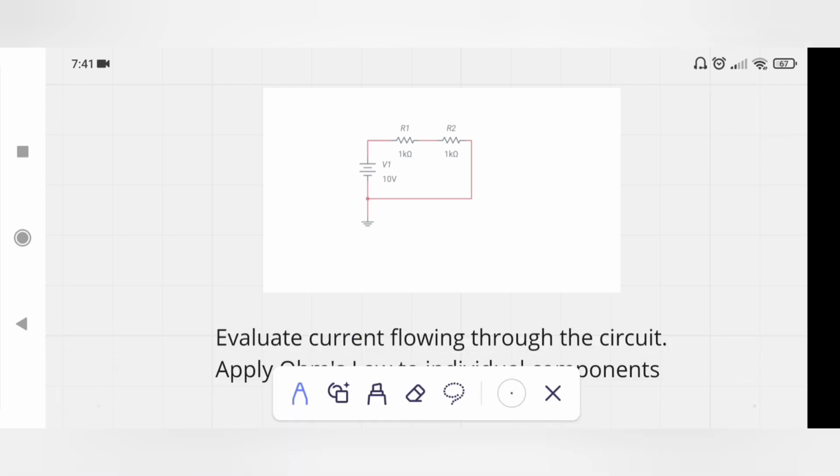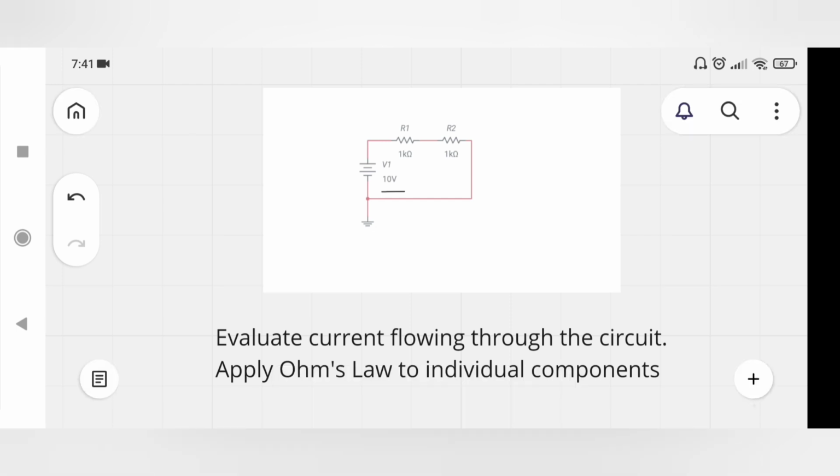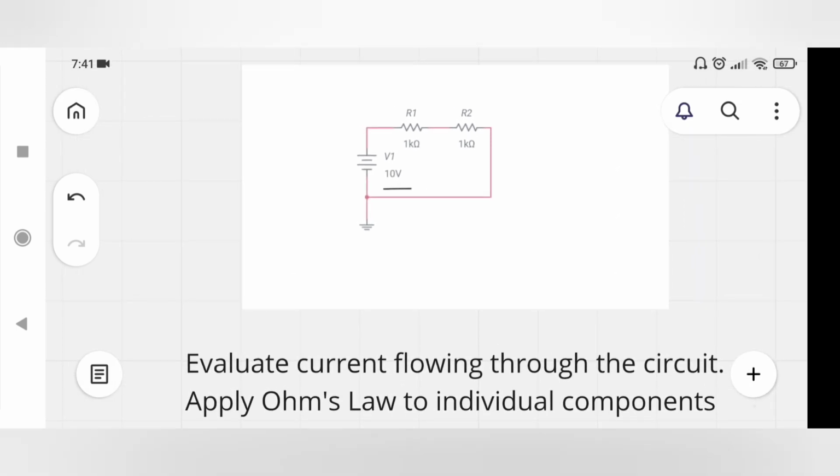It has a voltage source and two resistors connected in series, and both have a value of 1 kilo ohm. What steps should I follow to evaluate the voltage across them? First of all, evaluate the current flowing through the circuit. Then apply Ohm's law to individual components.